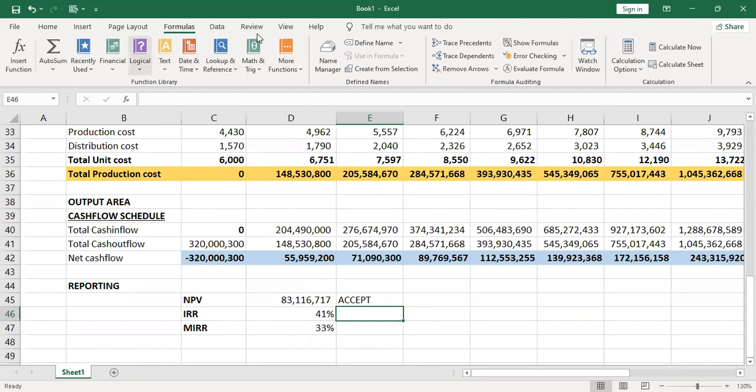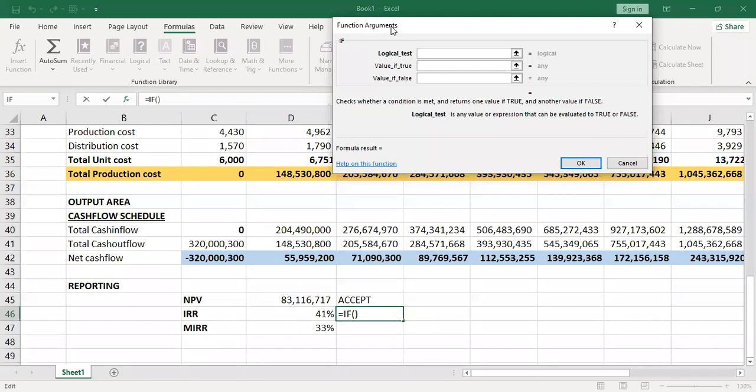What is the criteria for accepting projects using IRR? You know that criteria. The criteria for accepting projects using IRR is if the IRR is greater than the discount factor, you accept, or else you reject.